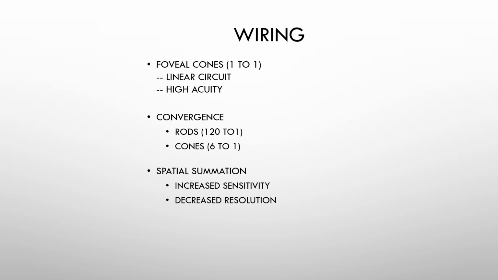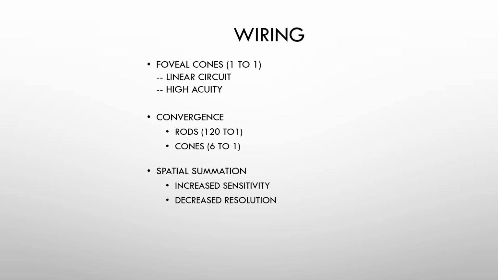So those cones that are in the fovea get a linear circuit. They have a 1-to-1 wiring with about one retinal ganglion, or one foveal cone communicating to one retinal ganglion cell. And what this means is those particular specific cones get greater or clearer representation in the brain, which gives us the high acuity. This is why we point our eyes at what we want to get detailed information from.